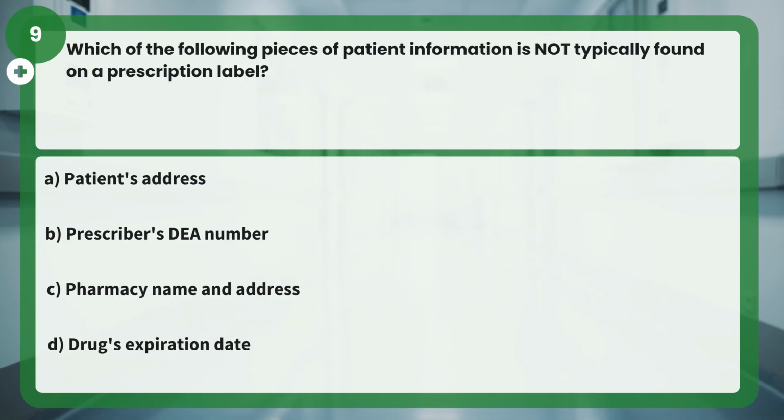Question 9. Which of the following pieces of patient information is not typically found on a prescription label? A. Patient's address. B. Prescriber's DEA number. C. Pharmacy name and address. D. Drug's expiration date.